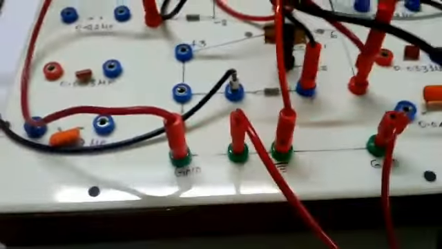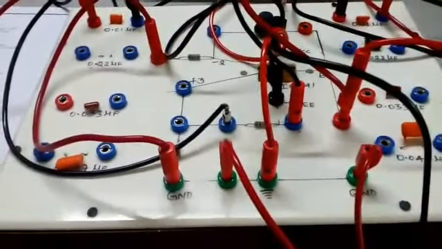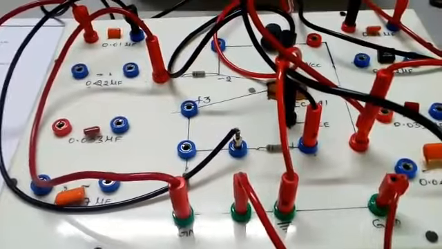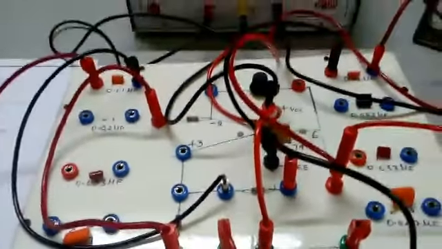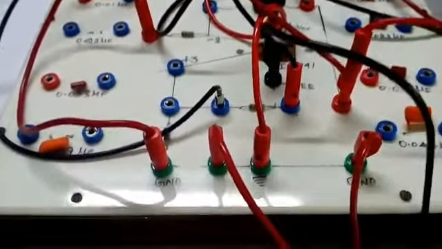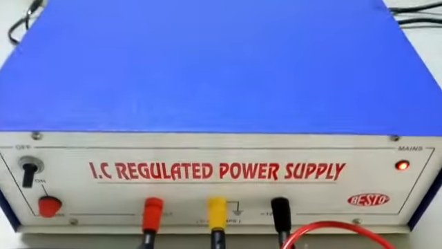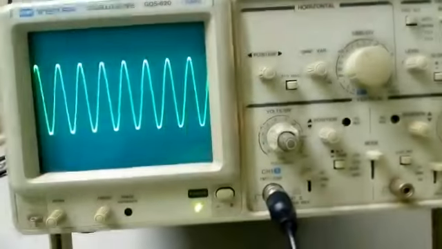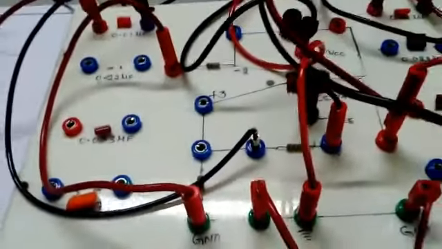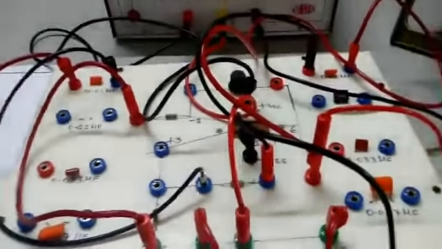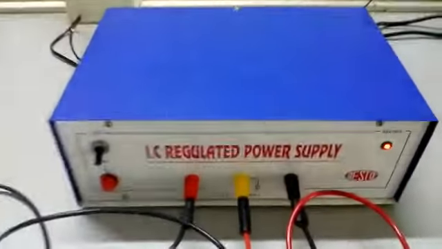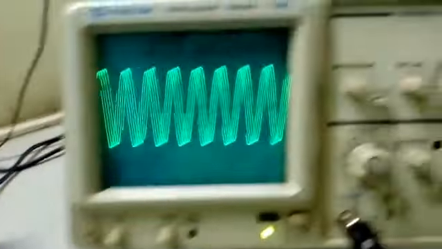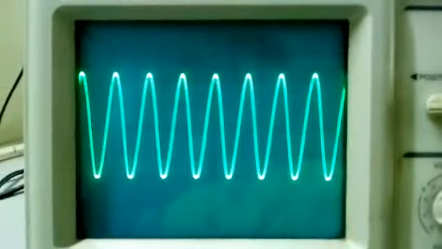Now, what are the instruments we require for the operational amplifier using Wien-Bridge oscillator? We need the operational amplifier board, the regulated power supply and the CRO. Let us do the connection according to the circuit. After completing the circuit, switch on the power supply, and we are able to get the waveforms.